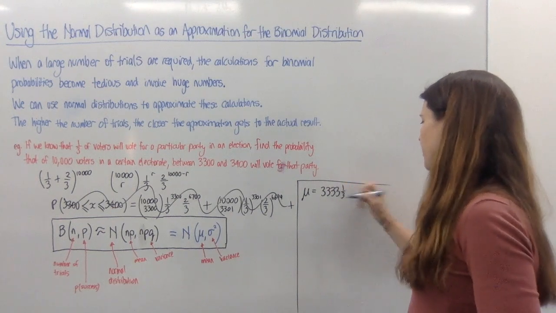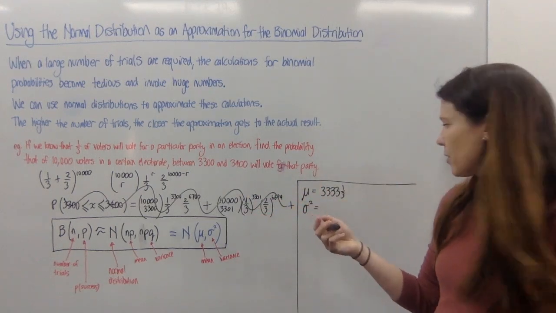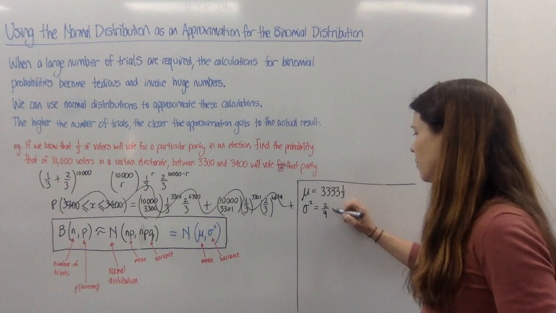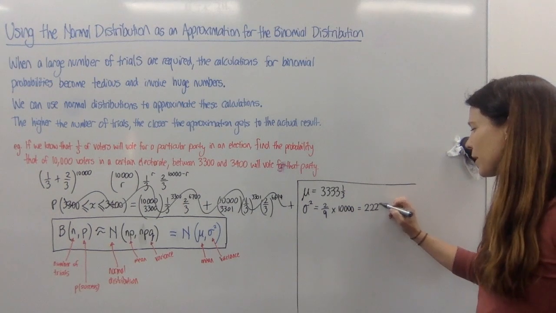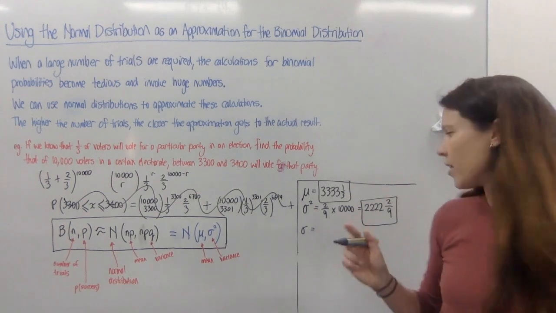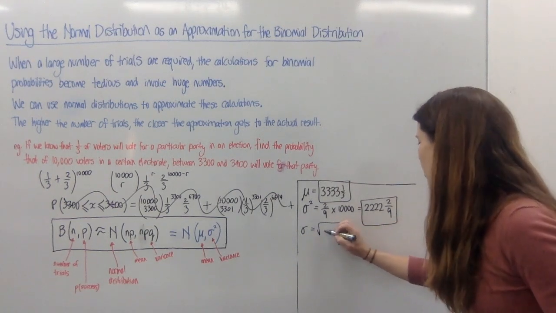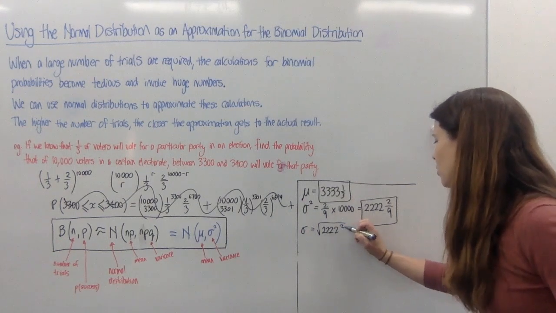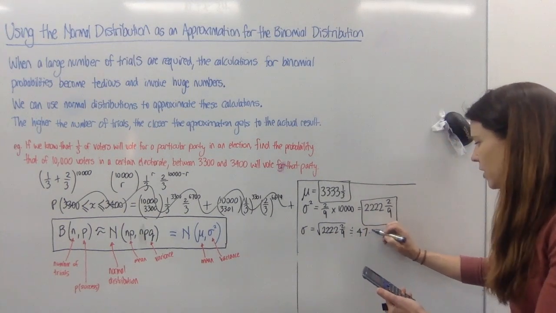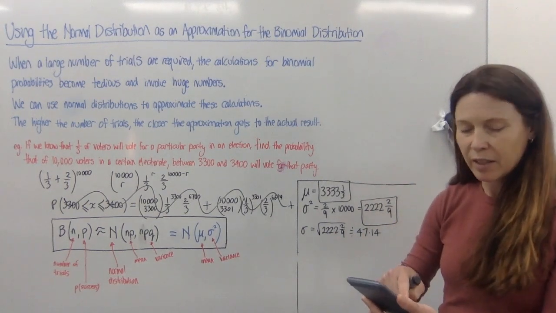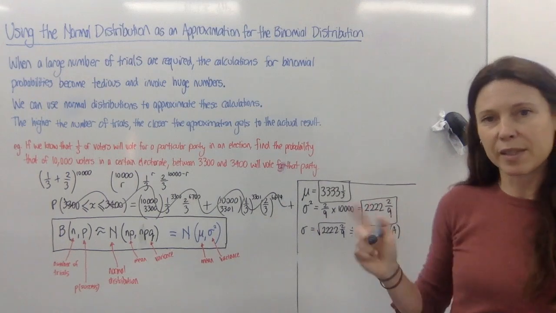3,333 and 1/3. And the variance is going to be 1/3 multiplied by 2/3, so that gives us 2/9, multiplied by our 10,000. And that's going to give us 2,222 and 2/9. Now to calculate z-scores, I'm going to need standard deviation, not variance. So I actually need to find the square root of 2,222 and 2/9, and that would give me roughly 47.14. Now I'm going to save that in my calculator as A. And I can now go ahead and find the z-scores that I need.